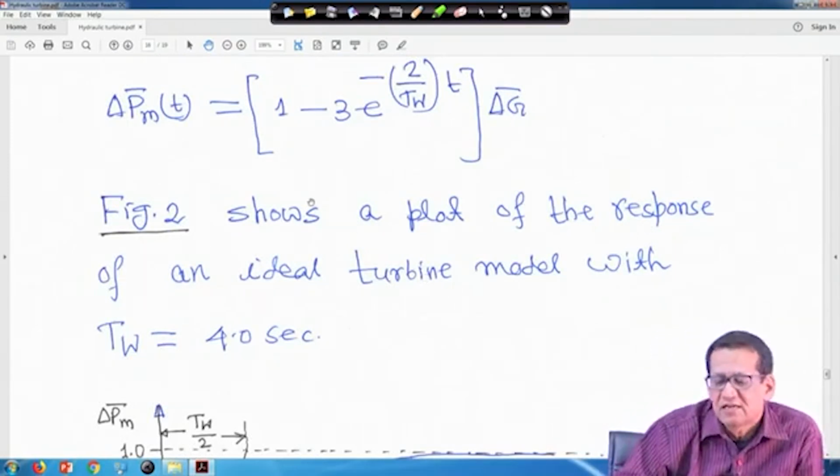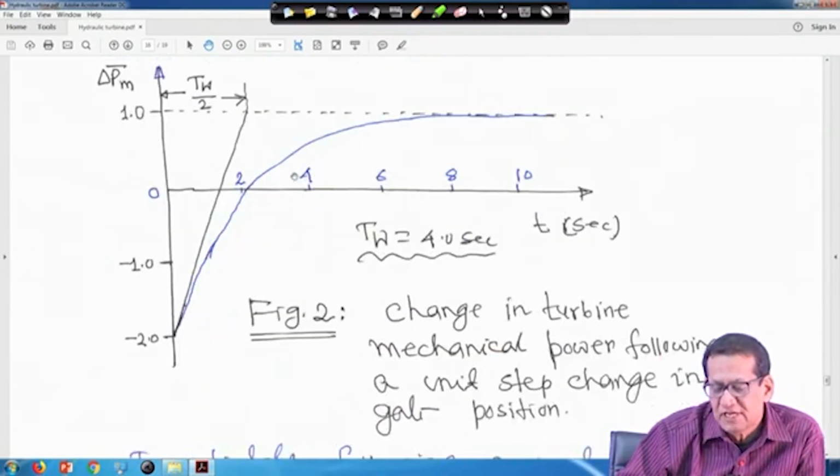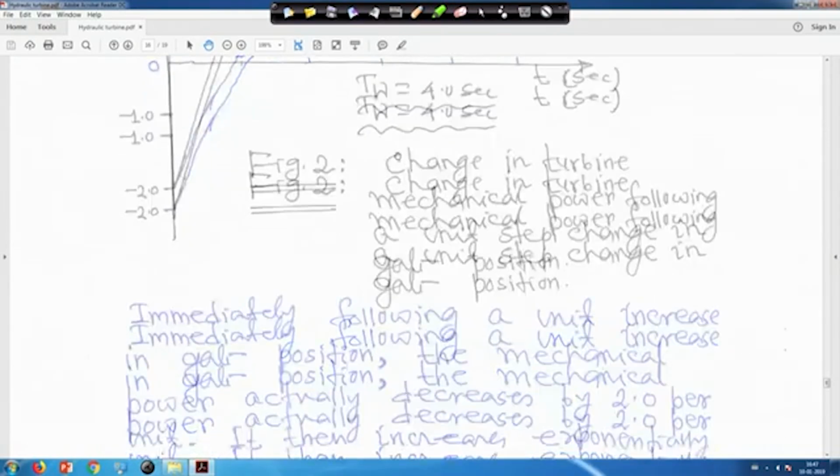So, that is why delta G bar is attached here, right. If you look into that change in turbine mechanical power following a unit step change in the gate position, there is no oscillation. It goes straight from this part to this point and reaches the steady state in 8 to 10 seconds. That is a simple classical model, a small example.